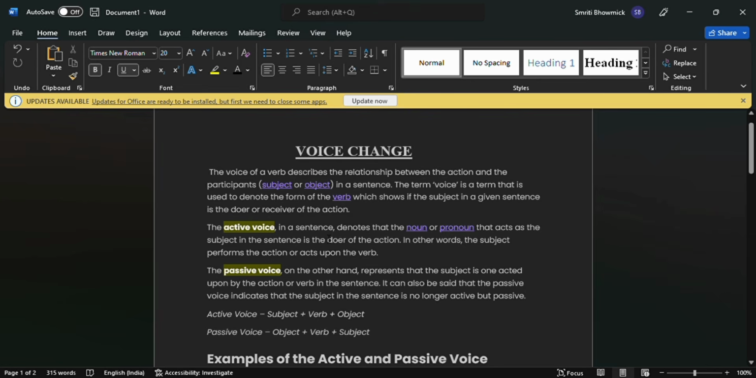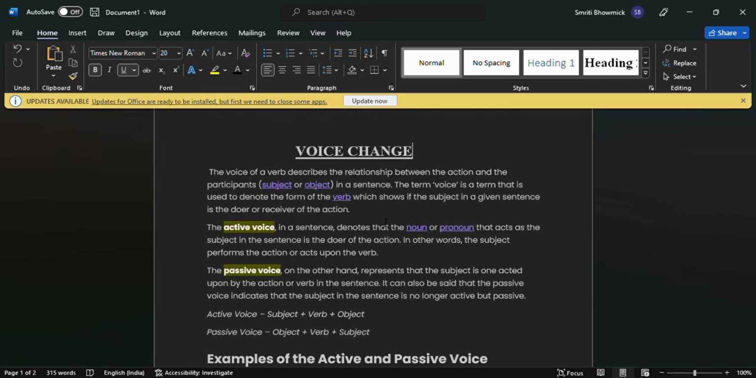There are two types of voice. We know one is active voice and another one is passive voice. At first we will see what the active voice is. The active voice in a sentence denotes that the noun or pronoun that acts as the subject in the sentence is the doer of the action. In simple words, here the subject performs the action directly.